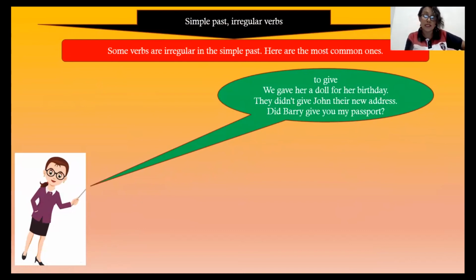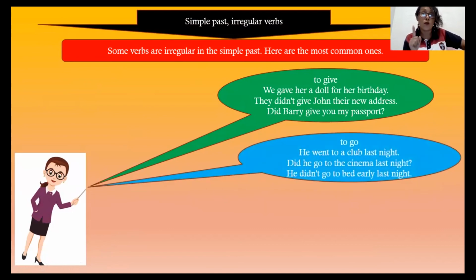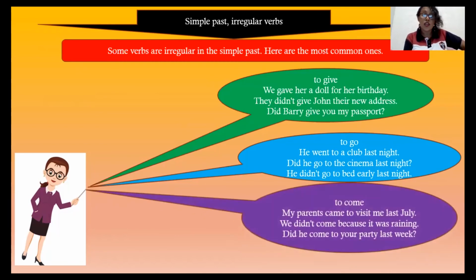So we are practicing the three forms, but now with irregular verbs. The second, to go: He went to a club last night. Question: Did he go to the cinema last night? And the next, in negative: He didn't go to bed early last night. To come: My parents came to visit me last July. Negative: We didn't come because it was raining. And the question: Did he come to your party last week?